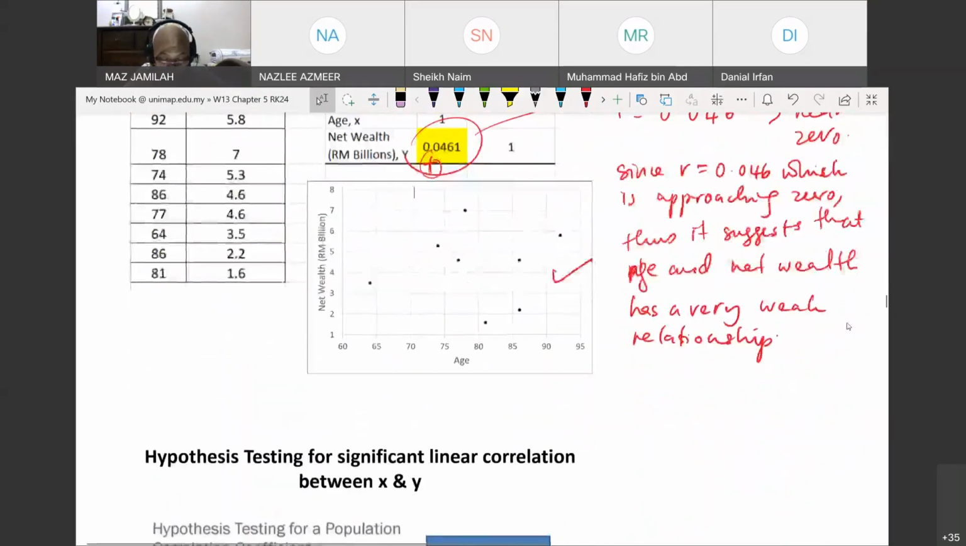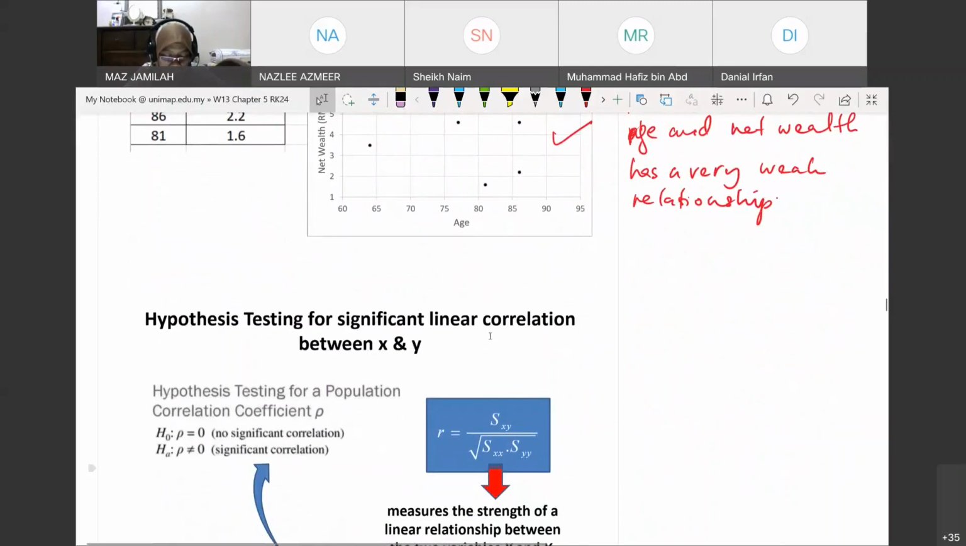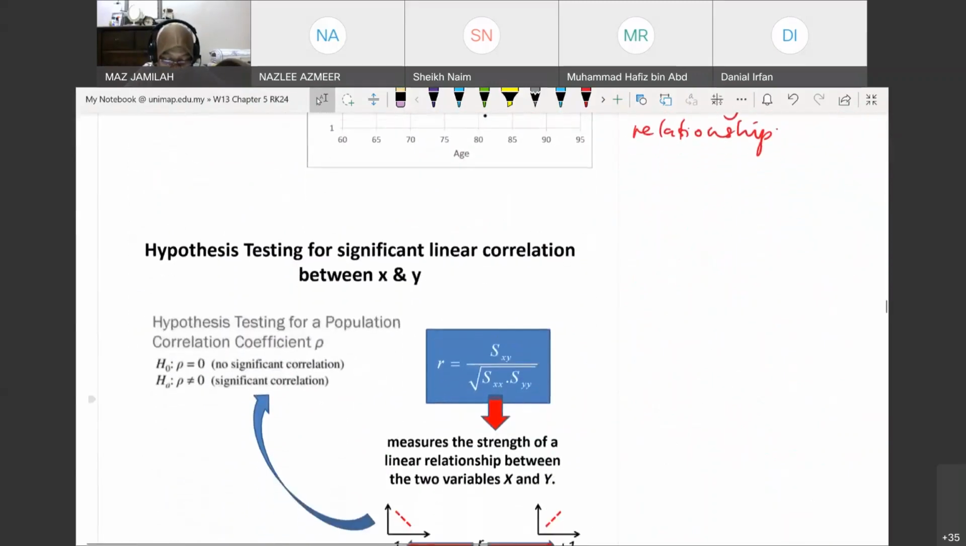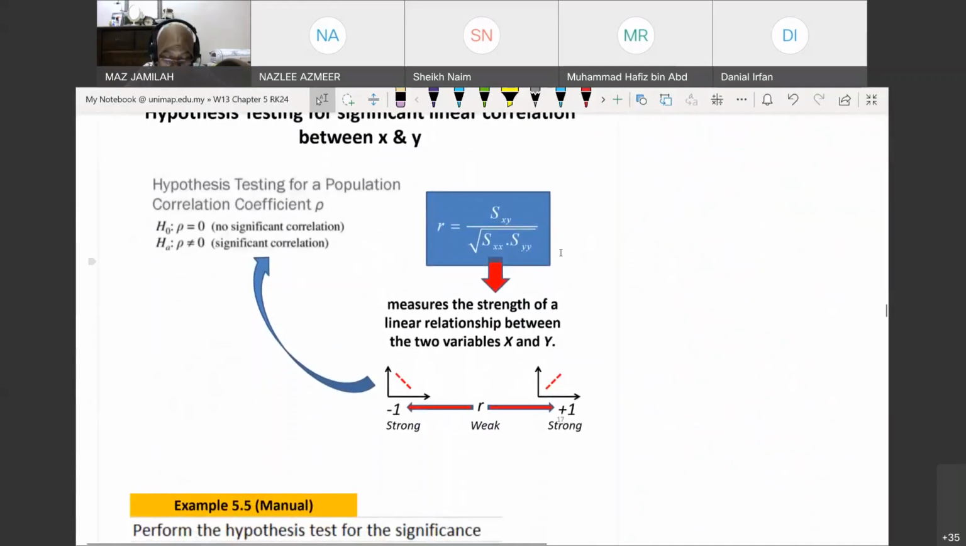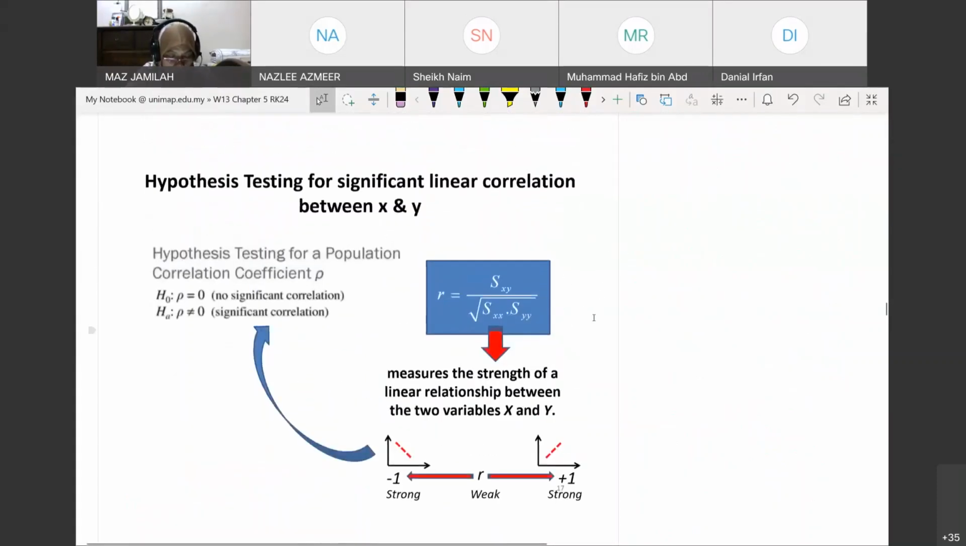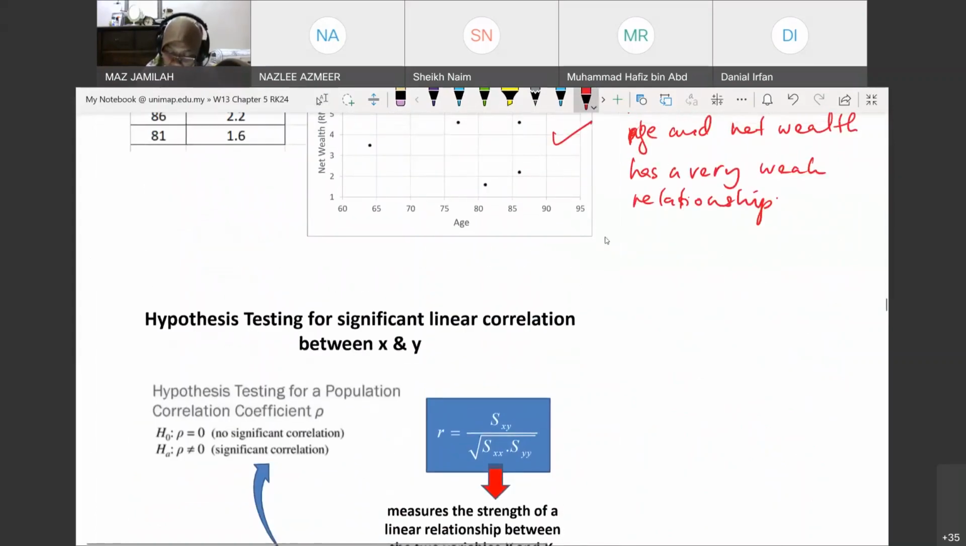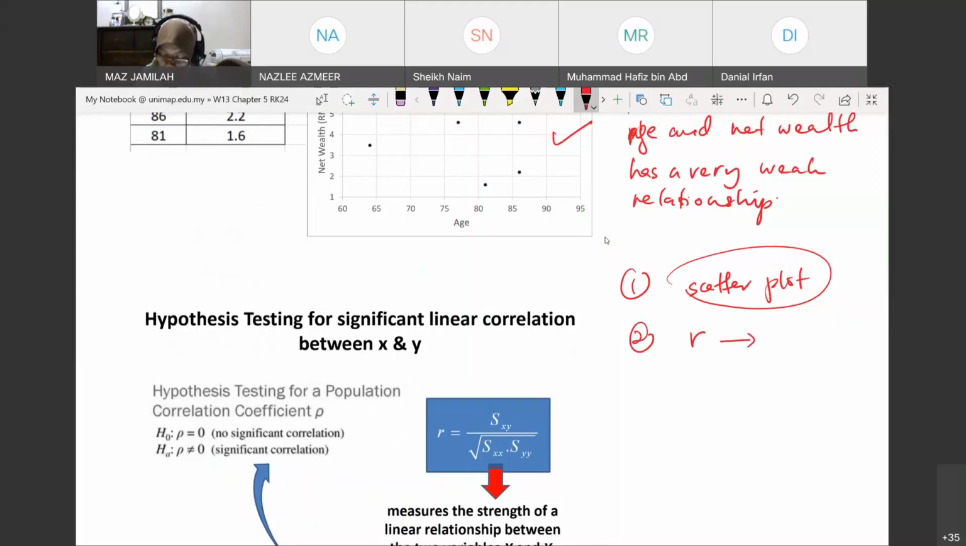Okay, so next, hypothesis testing for significant linear correlation between X and Y. Very quick because this is not supposed to be covered in your case, but I think I'll just go through it because you may need it later. Now, we have seen how we begin with our scatter plot to see the direction of our data X and Y. Then we move to our sample correlation coefficient R. And R tells you the strength and the direction.